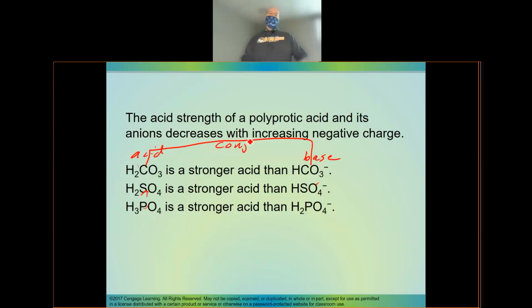And so, of course, the one with the extra H is the acid, more acidic than the one with one fewer H, that is the base. So that one is just common sense: more H's, more acidic, when you have your conjugate acid-base pair.